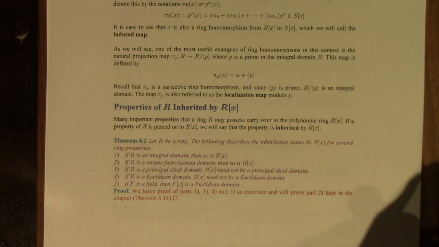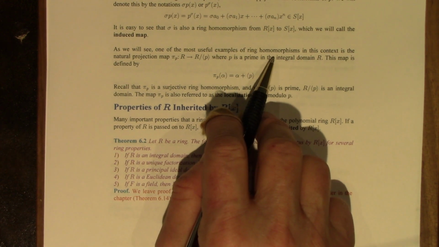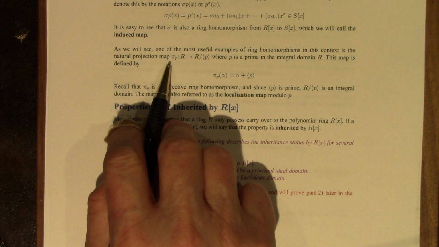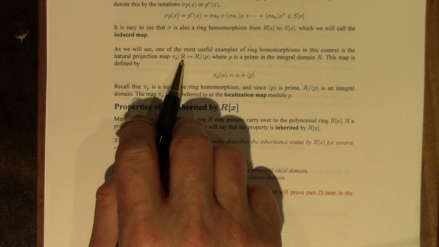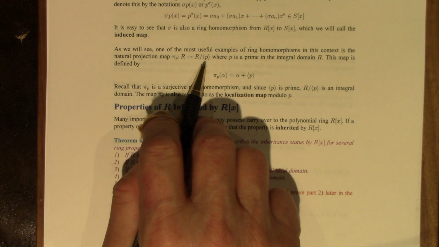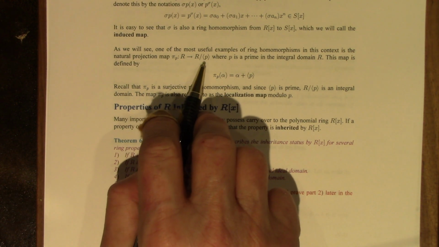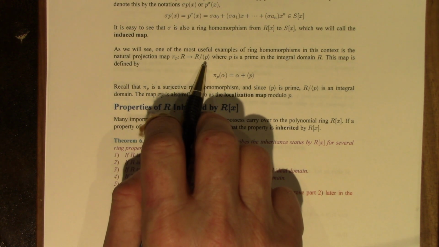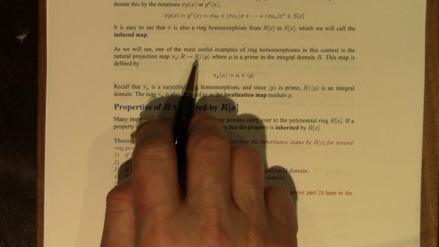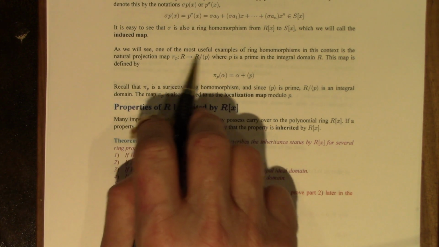One of the most useful examples of ring homomorphisms in this context are the natural projection maps, where p here is a prime. So this is a prime ideal. So this maps R to R mod the ideal generated by p, and because p is prime, the ideal is prime, and so this is also an integral domain, assuming R is an integral domain.